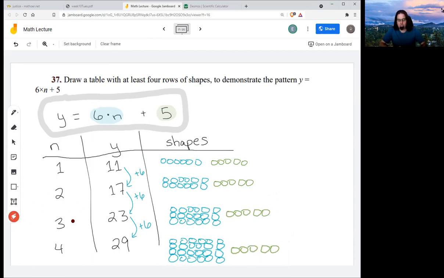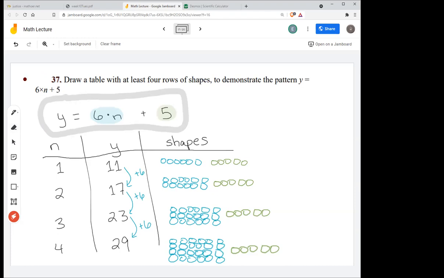So something like that. You can draw whatever you want, but the goal of this problem is to show that you're understanding that this is making copies of 6, and there's always 5 stuck on at the end. Questions about that one? I'm good.